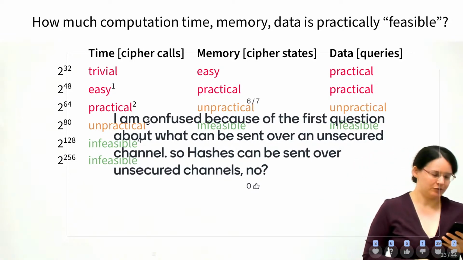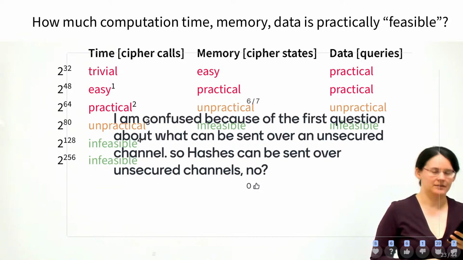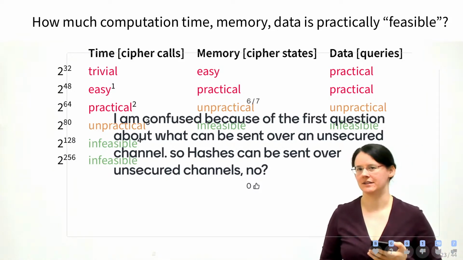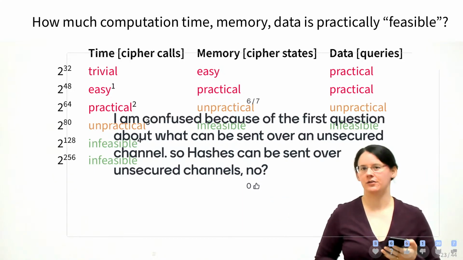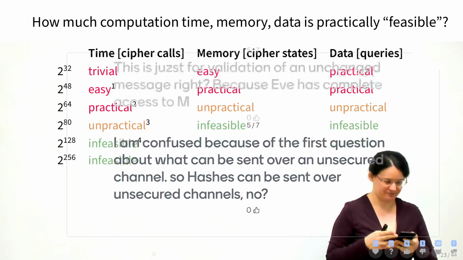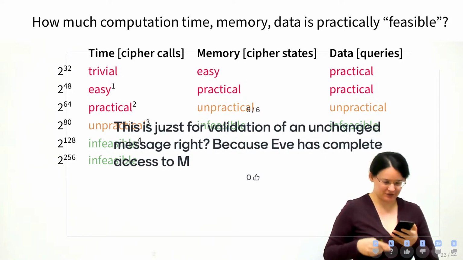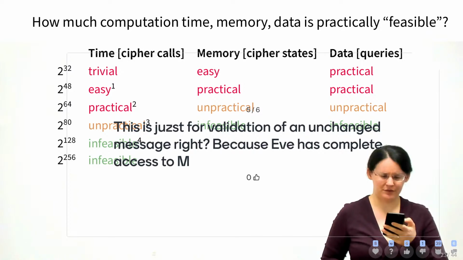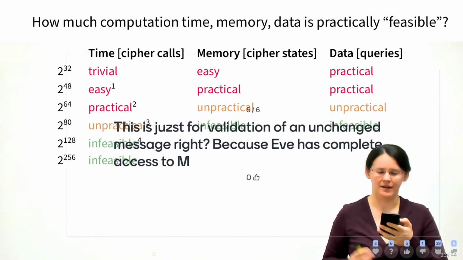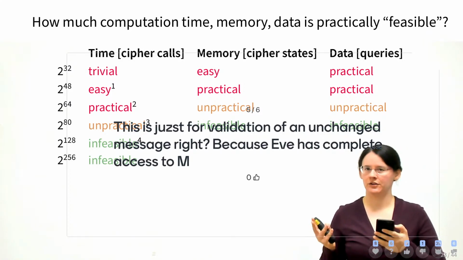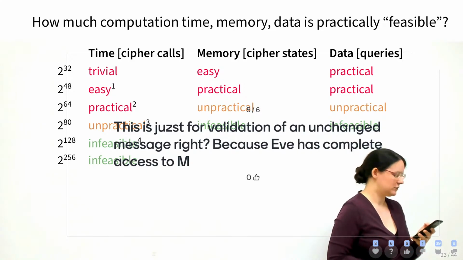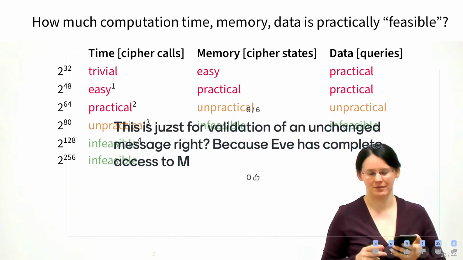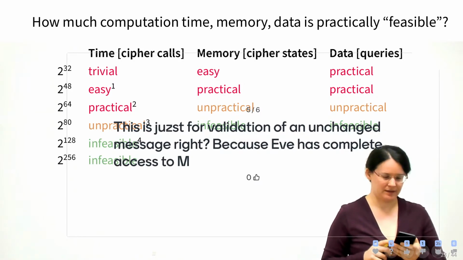So this is probably referring back to the quiz as well, where I said that only the ciphertext should be transmitted over an insecure channel, and this is still true, so the hashes shouldn't be. The second question is, this is just for validation of an unchanged message, right? Because Eve has complete access to M. Yes, exactly. So this is only to protect against the authenticity, but not the confidentiality, because M is simply transmitted in the plain. Correct.